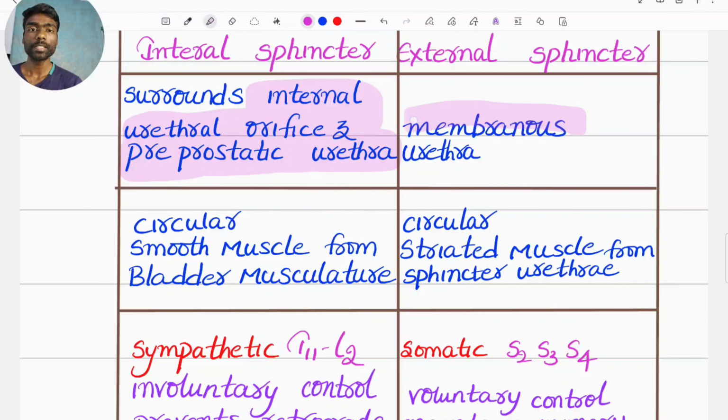External urethral sphincter surrounds the membranous urethra after the prostate. Both sphincters, we know, are nothing but circular muscles. Here the internal urethral sphincter is a smooth muscle derived from bladder musculature, whereas the external urethral sphincter is striated or skeletal muscle derived from sphincter urethrae.